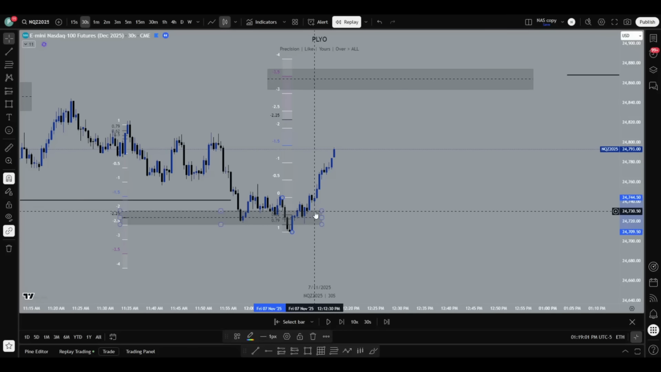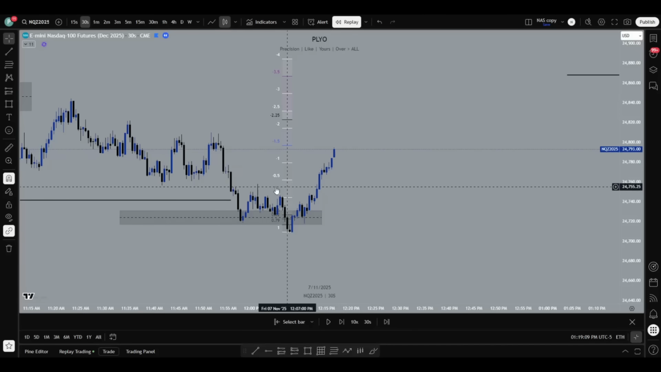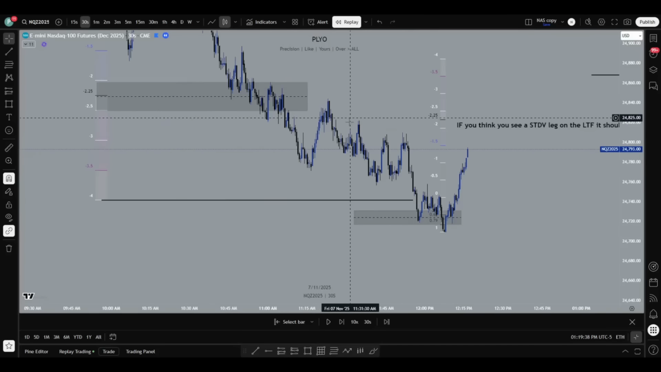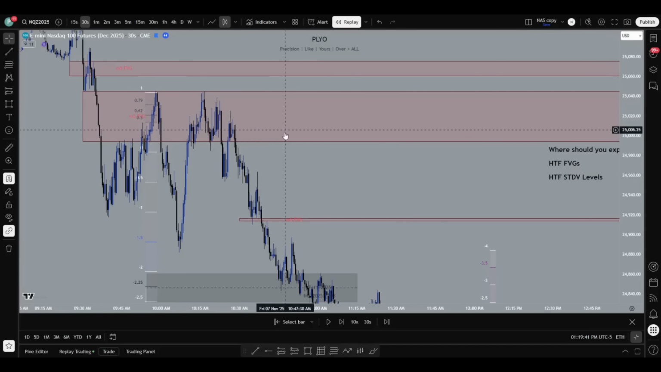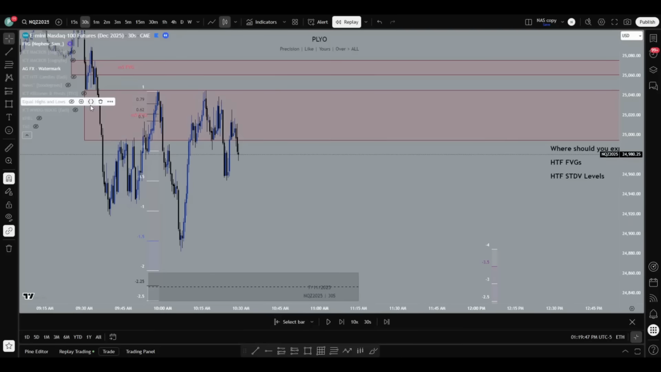What does that also mean? It means that a real manipulation leg on the lower time frame should be a higher time frame OB. Every single time you see a manipulation leg, it should be a higher time frame OB, or it should start to turn into one. Proof of that is even on this dump up here. What does this create? I'll tell you what it should create. It should create a 5-minute bearish OB. Is that the case? Kind of.